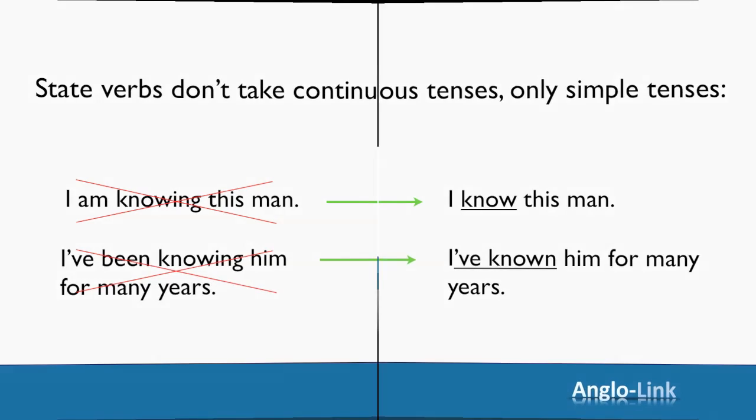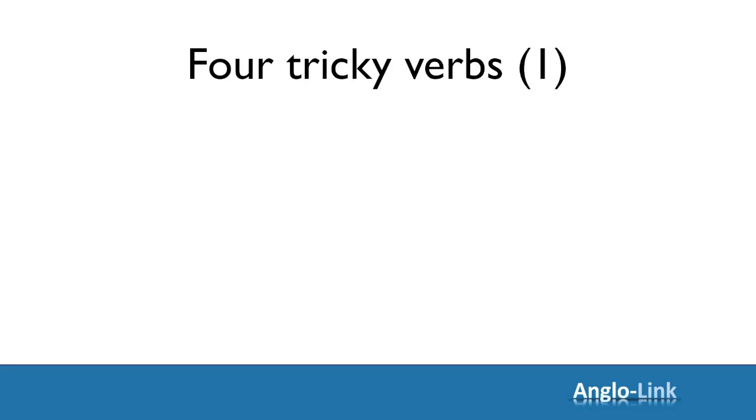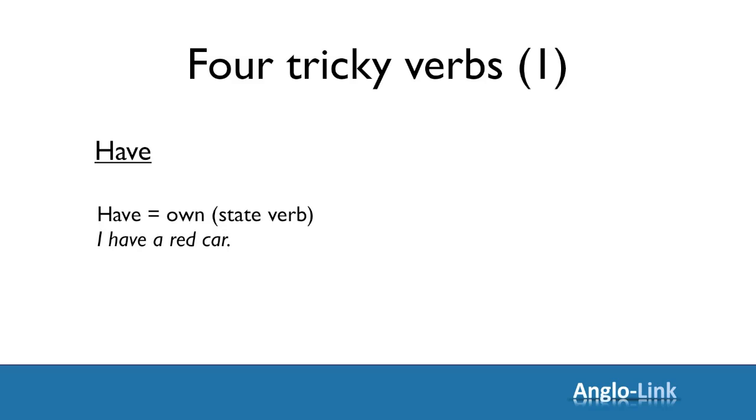Now, there are 4 verbs that can be a bit tricky because they can be either state or action. Let's look at the first one. We've already had an example of this. It's the verb have. We saw the sentence, I have a red car. In this example, the verb to have means to own, something that belongs to you. It's a state verb.